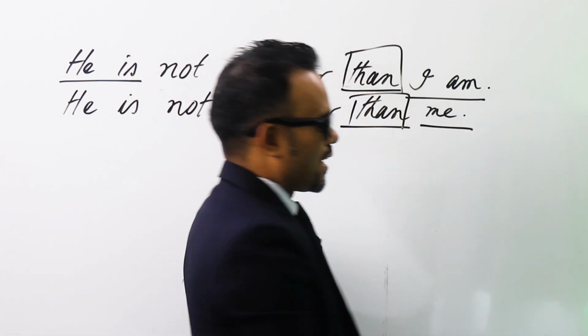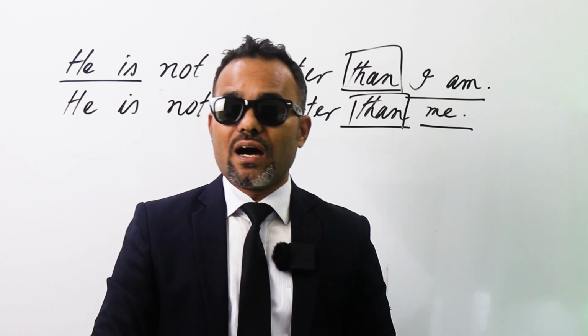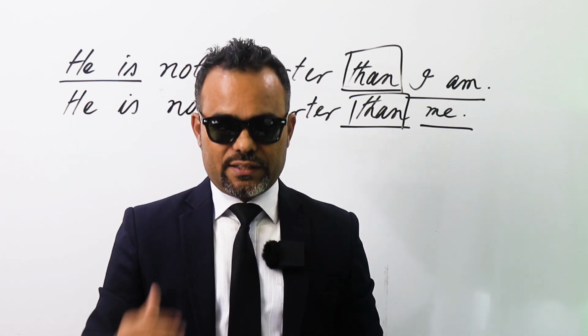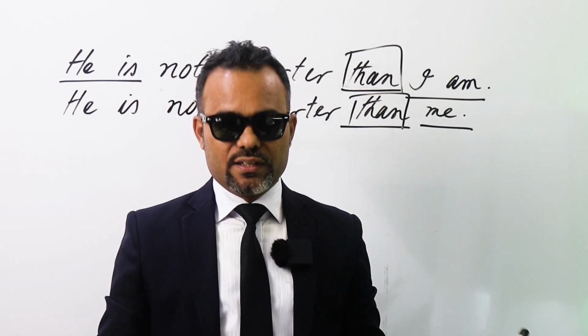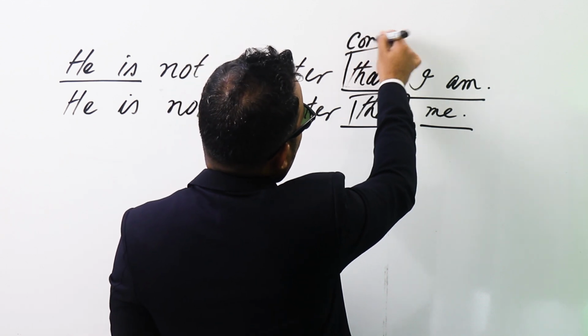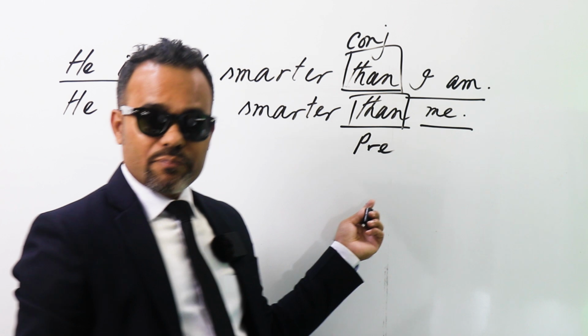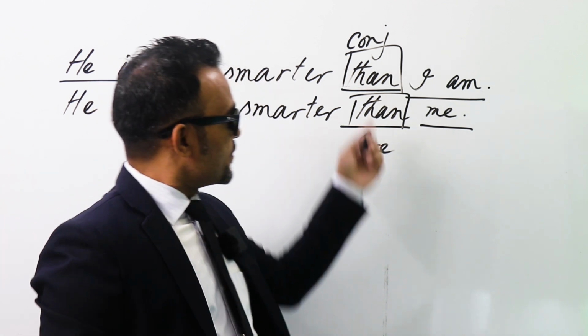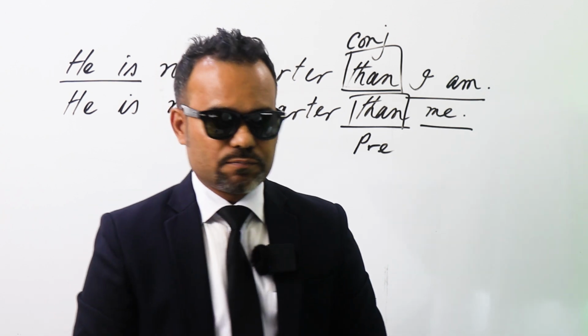Because here we have a pronoun. So a preposition comes before a noun or noun equivalent. Equivalent means it could be a pronoun, it could be a noun phrase. Understood? So this one is a conjunction, and this one here is a preposition. Very tricky. Same word but used differently in different sentences.